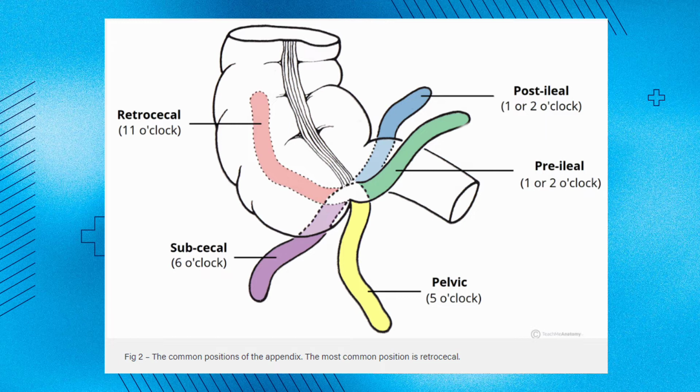Pelvic, descending over the pelvic brim, positions at 5 o'clock. Subcecal, below the cecum, positions at 6 o'clock. Paracecal, alongside the lateral border of the cecum, positions at 10 o'clock. Retrocecal, behind the cecum, positions at 11 o'clock.